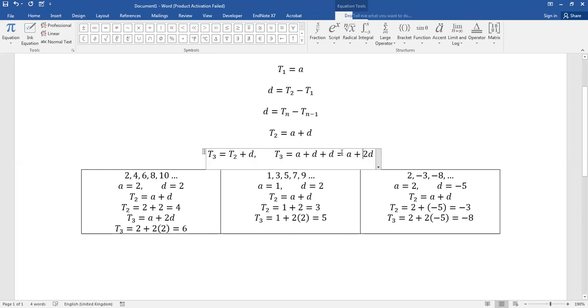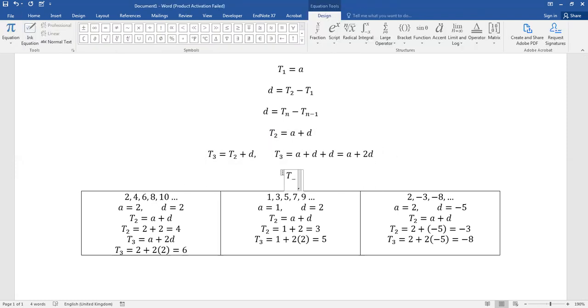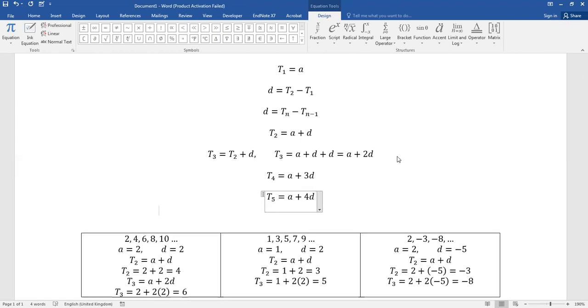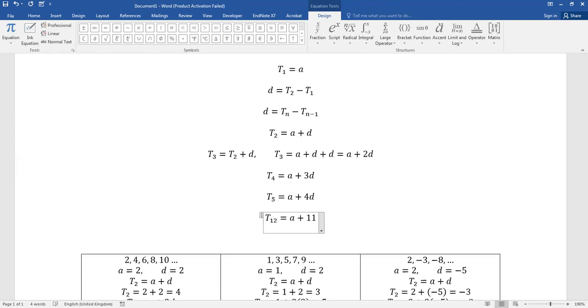So what is the pattern that we see? If I'm talking about the second term, I'm adding the difference once. If I'm talking about the third term, I'm adding the difference twice. So if I'm talking about the fourth term, we can observe the trend that it is a plus 3d. Similarly, if I am talking about the fifth term, that is a plus 4d. If I am talking about the 12th term, that is a plus 11d.